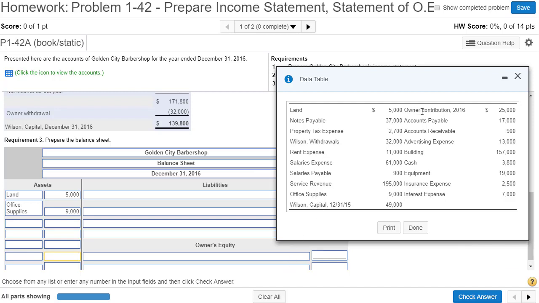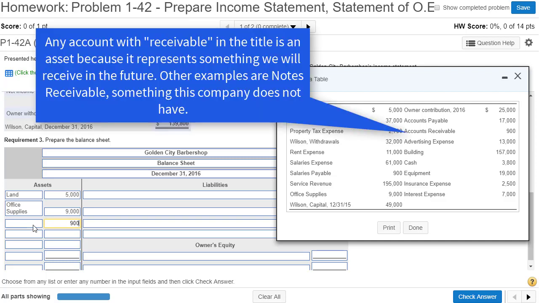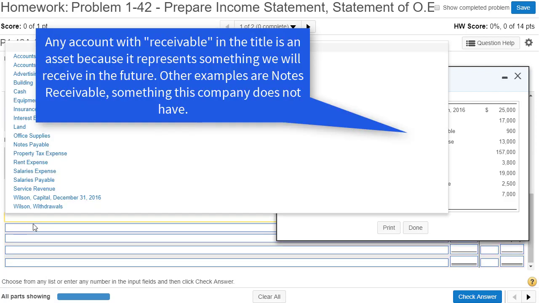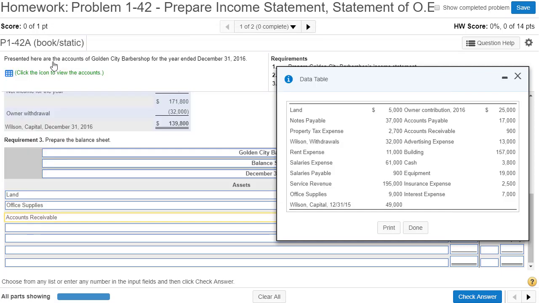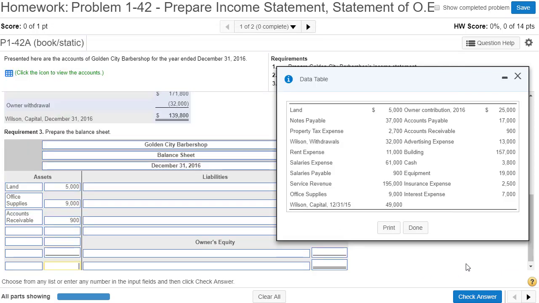Let's see, what else do we got? Looking through here, we have accounts receivable. Now don't forget, this is an asset. So this $900 represents what our customers owe us. So that means in the future, they're going to pay us $900. So this definitely is an asset, it has a future value. And the company owns all of these things. So after AR, we've got a building. That's definitely an asset. $157,000 building.